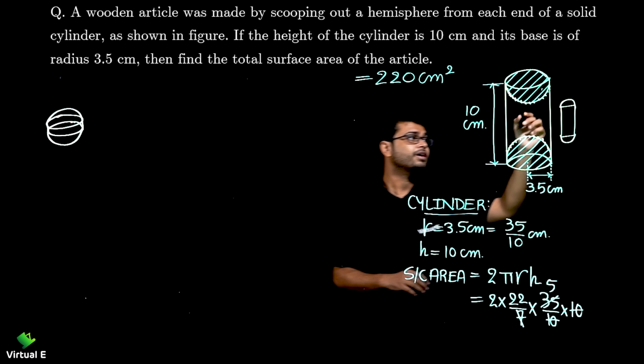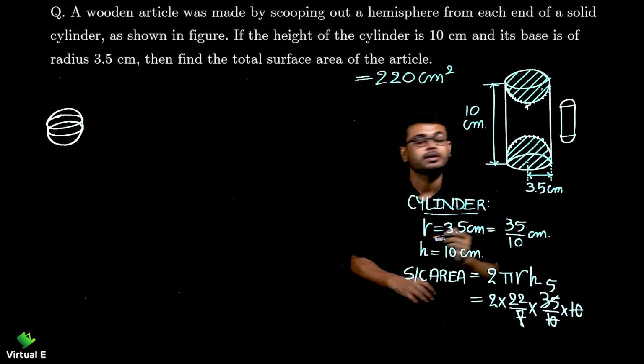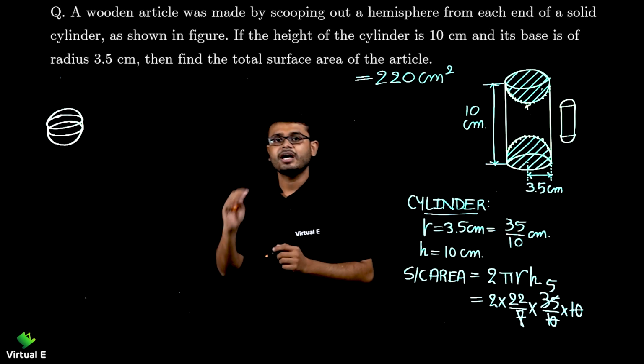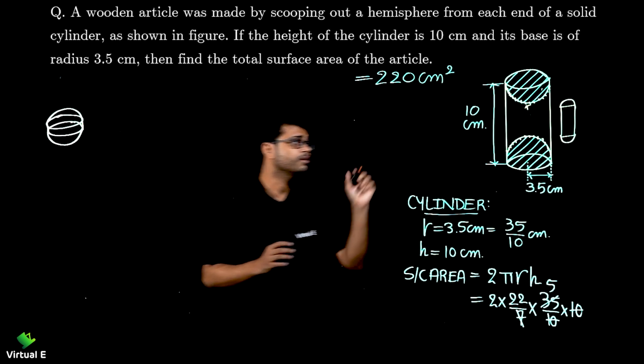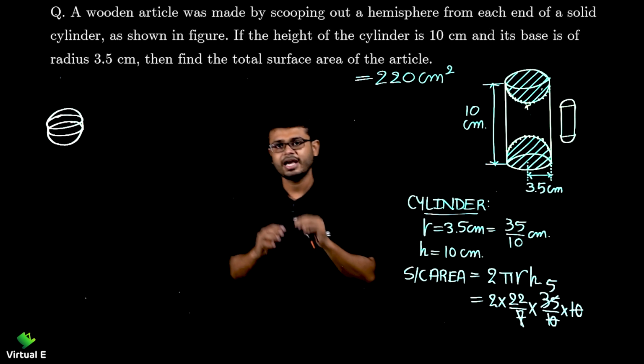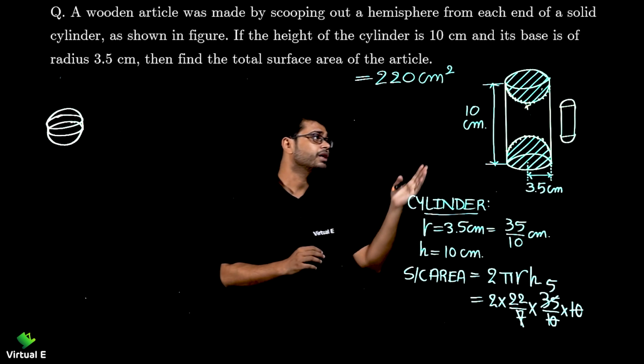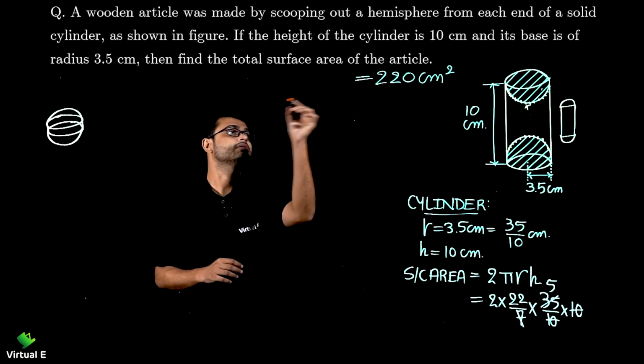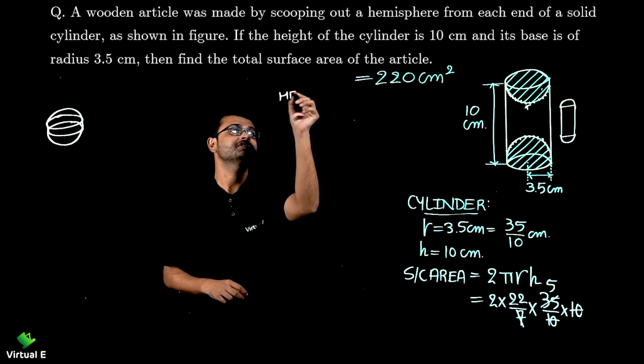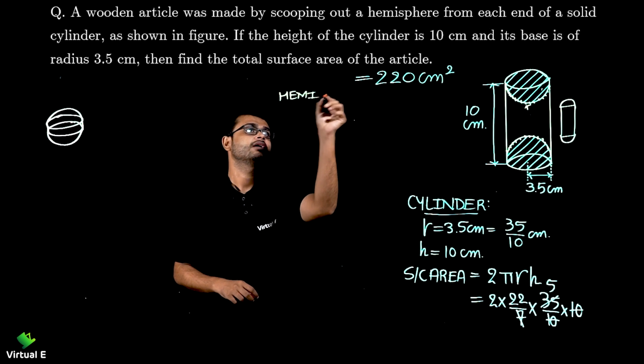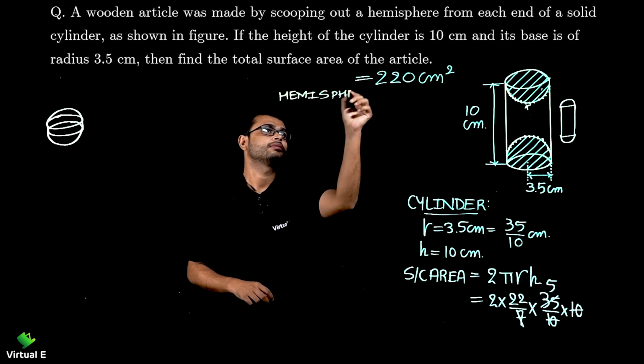So here, if I talk about this hemisphere, the surface area of the hemisphere will be what? Half of this sphere. Hemisphere means half. Okay, let's start with the hemisphere.